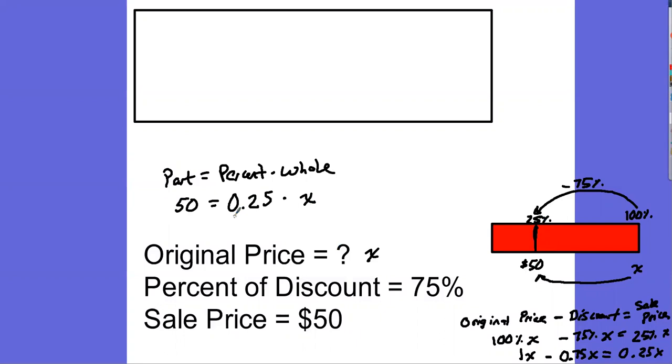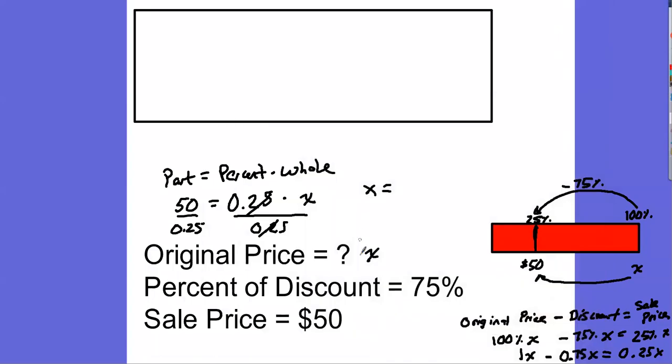And to solve this equation, 0.25 times X, I'm just going to divide both sides by 0.25. This is going to cancel out. And X is going to equal 50 divided by 0.25. So let's pull up my calculator. Now let's work that out. 50 divided by 0.25. And I'm looking at 200. So this right here is $200. So my original price is 200. So this number ended up being 200, and the amount that was discounted ended up being 150.